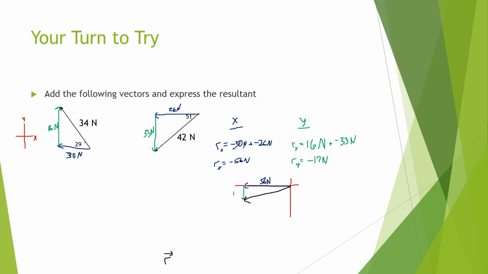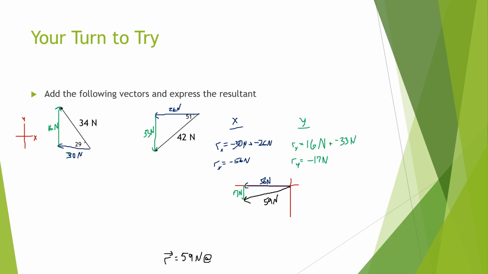So again, I have 56 newtons and 17 newtons for my components. Pythagorean theorem is our friend here. 17 squared plus 56 squared gives me 3,425. Take the root of that, and it gives me 59. Magnitude is 59 newtons. I'll go ahead and bring that down here. So vector r has a magnitude of 59 newtons, and I need my direction.